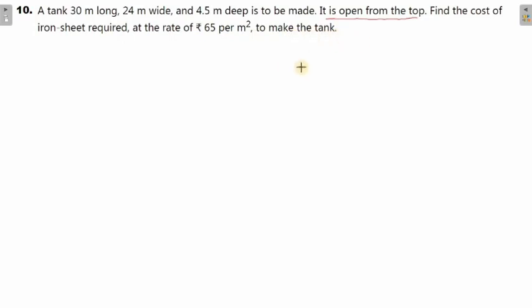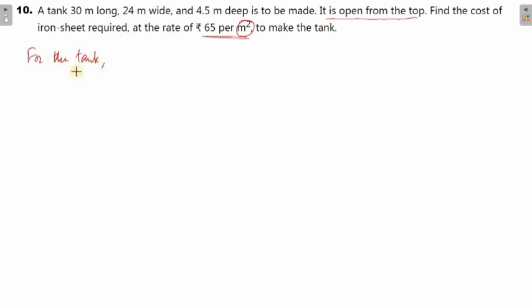Okay, see here carefully. You have to find what? You have to find the cost of iron sheet required at the rate of rupees 65 per meter square. So per meter square, they are talking about area. So if they are talking about area, you need to find the total surface area in this case, because in all the surfaces it is made up of iron sheet, isn't it? So that's why we need to find the total surface area of the open tank.